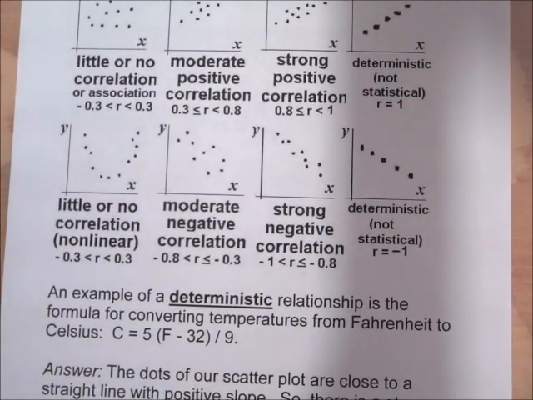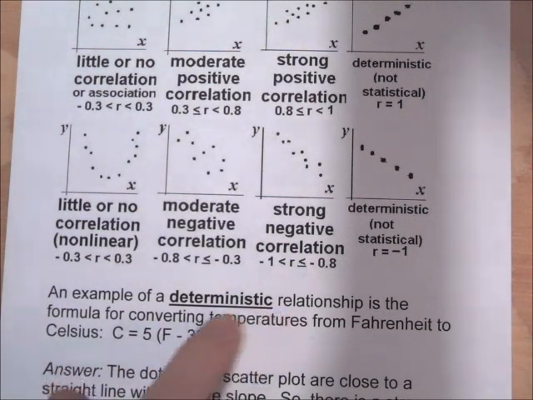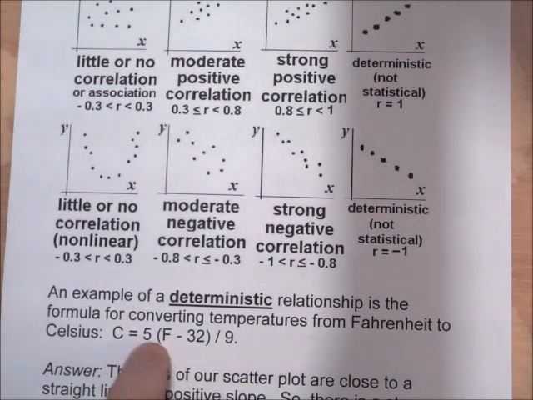An example of a deterministic relationship would be the temperature conversion formula from Fahrenheit to Celsius. This is a linear equation. You may recognize the slope 5/9, if you're multiplying by 5 divided by 9, so it's a linear equation.